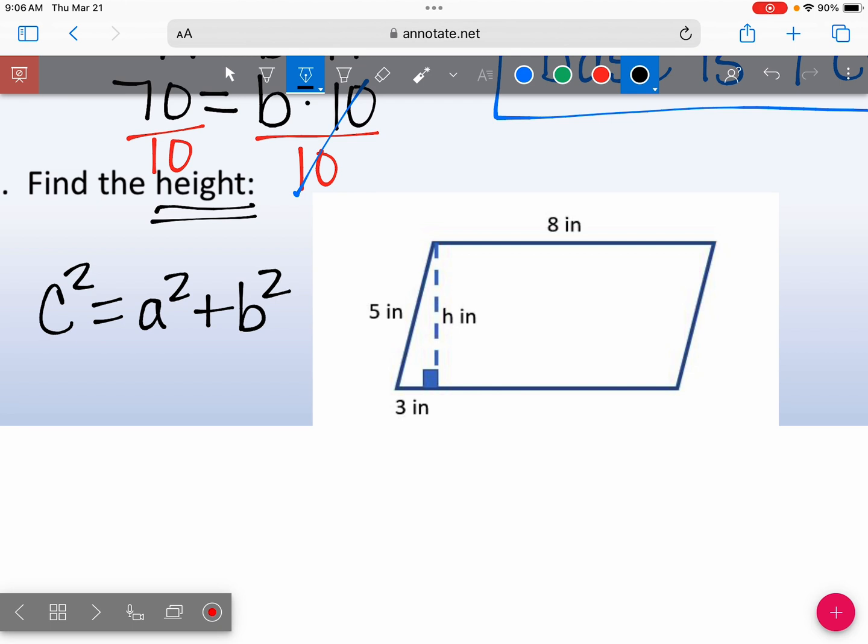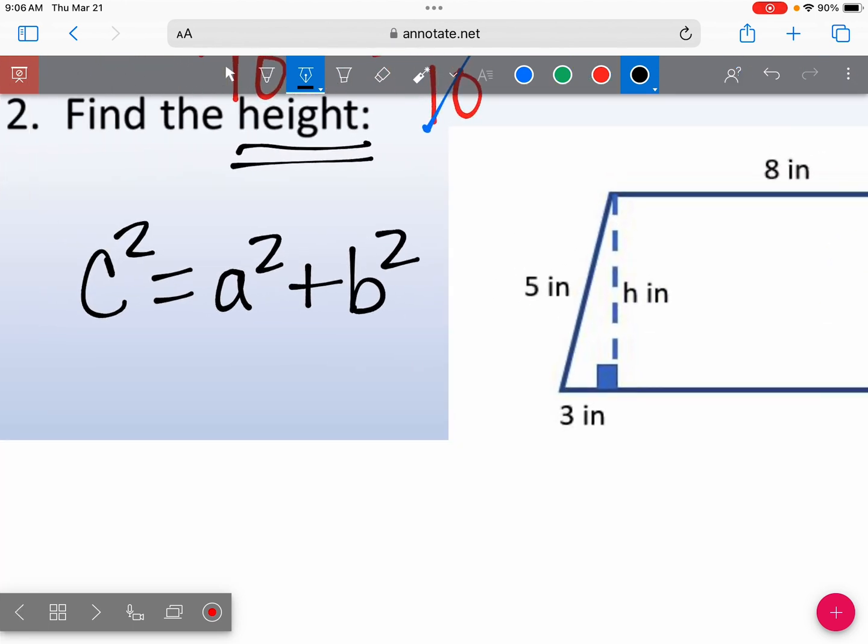Okay. All right. So in this triangle right here, I'm going to zoom in. This 5, this is C. C is always across from the right angle. It's always the longest side. Think of the hypotenuse as the slant. It's the side that goes, it's not the straight side. All right, and then these 2 would be A and B.